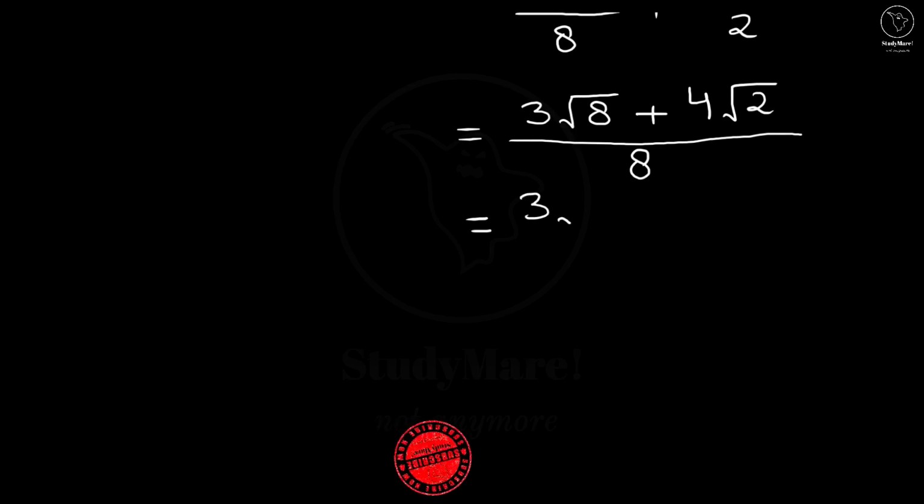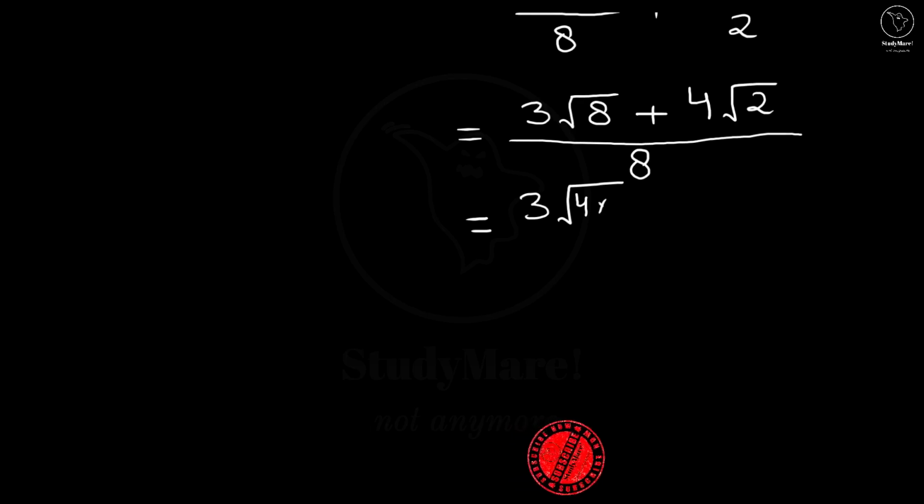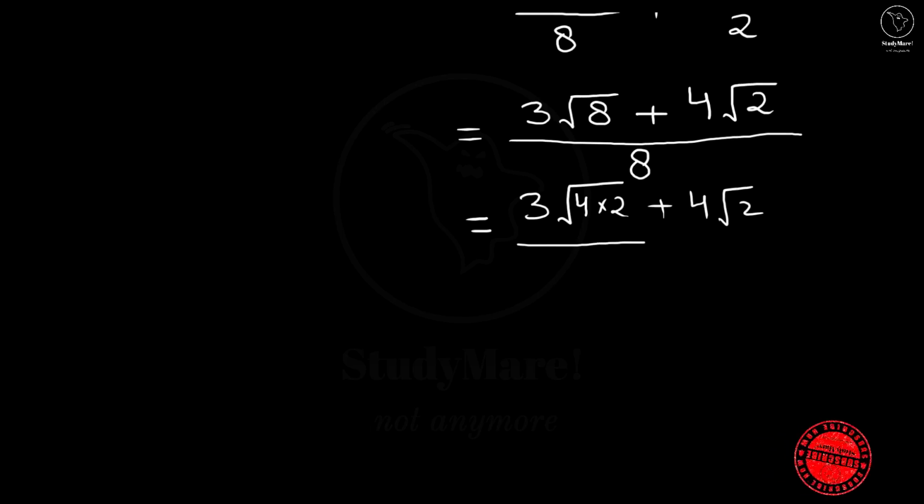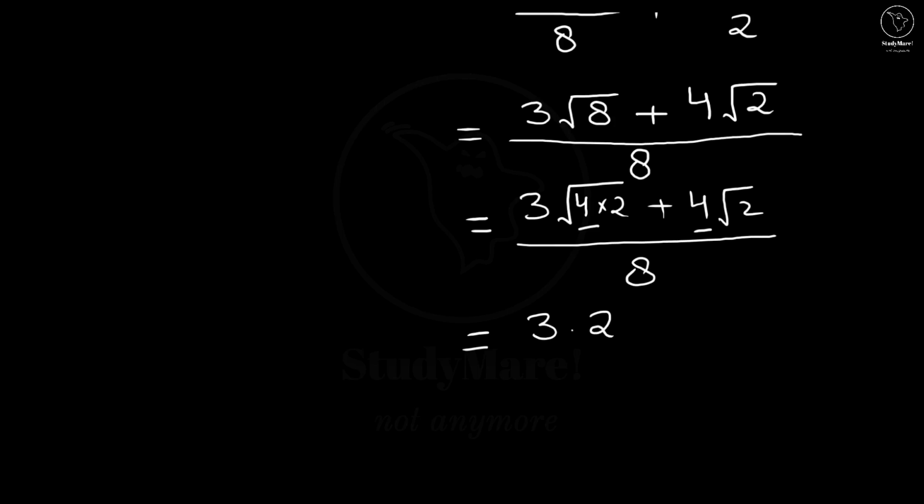Moving ahead further, 3 into root 8. Root 8 can be written as root of 4 into 2, plus we already have 4 root 2 here, divided by 8. Now don't take the common as 4 root 2, because here it is root 4 and here it is outside. This is a common mistake that students make in the examinations. In a hurry, they just see the 4 and 2 and pick it up. Don't do it. It will be 3 into root of 4. We can take its value by removing the radical, which gives us 2, and root 2 remains inside.